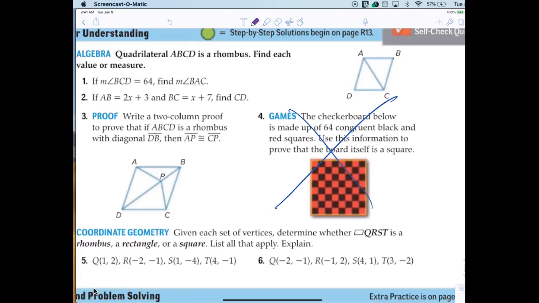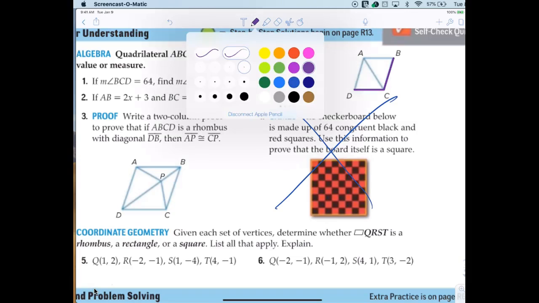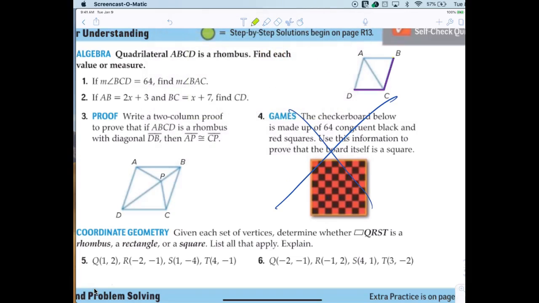I don't know why they would do that. BCD is obtuse, and they're calling it 64 degrees. Makes no sense. But we'll just assume they meant ABC, but we'll just keep it the same. So if BCD is 64, then BAC would have to be what? Say it again. 32, right? Now again, remember, you got to find it to make sure. They're asking about BAC.